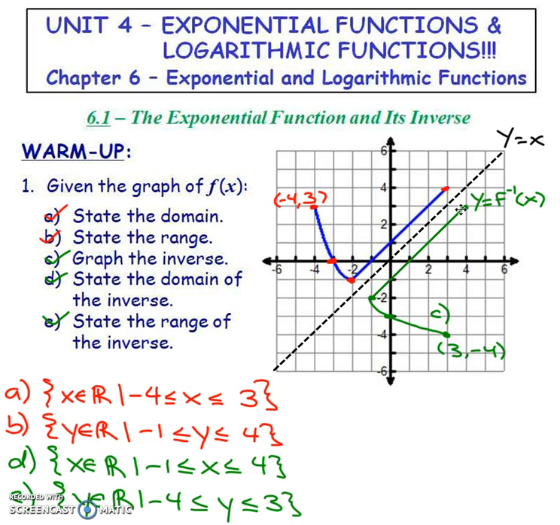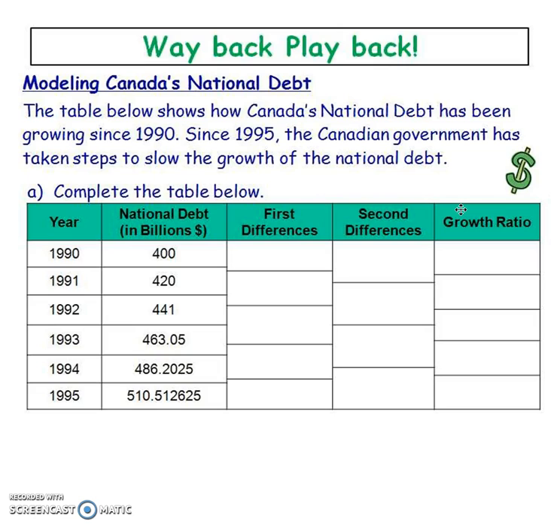Now let's talk a little bit more about exponential functions. All right, now this is an application type of question, and it's going to get us to see what an exponential function looks like. All right, so modeling Canada's national debt. The table below shows how Canada's national debt has been growing since 1990. Since 1995, the Canadian government has taken steps to slow the growth of the national debt.